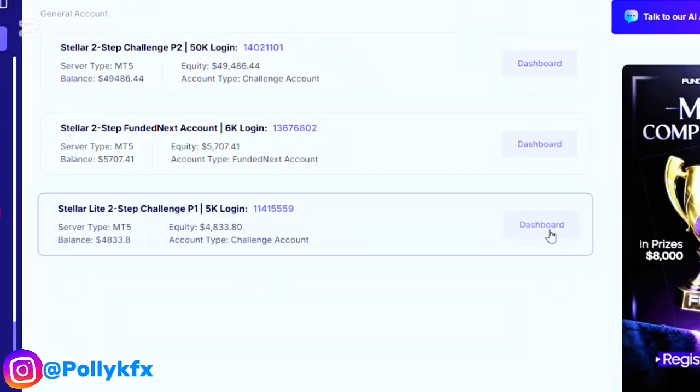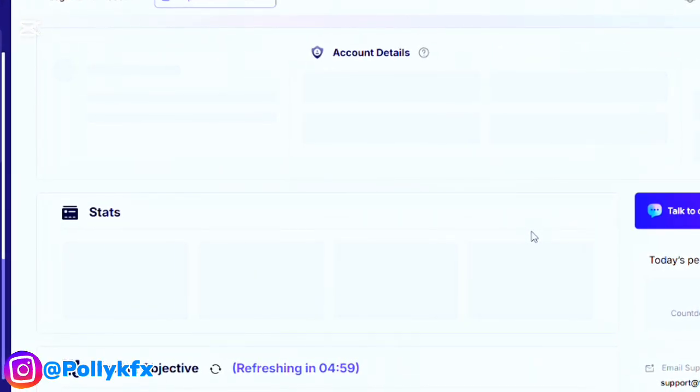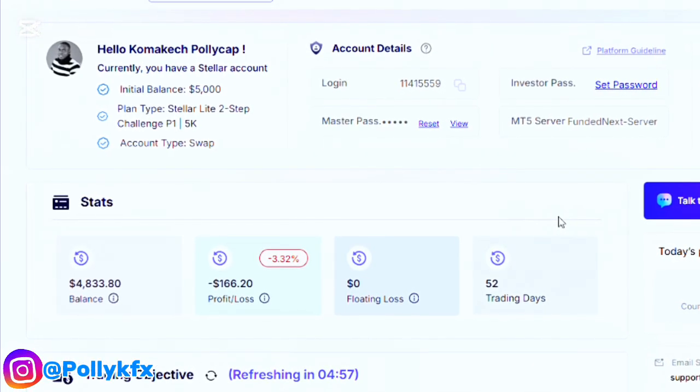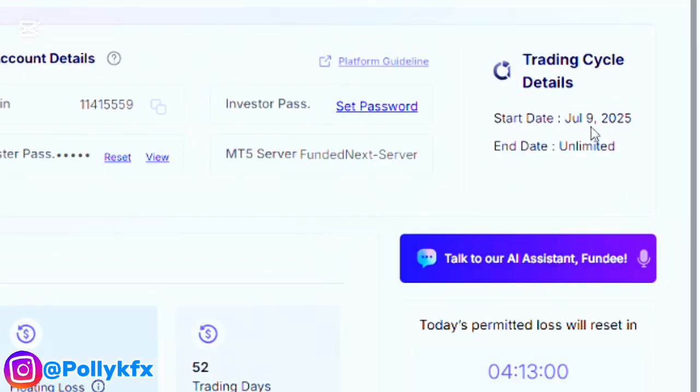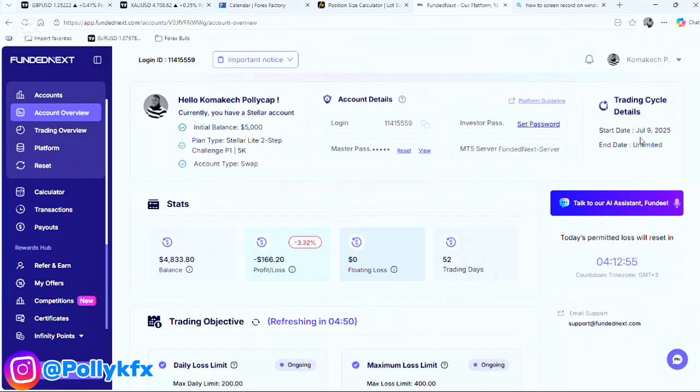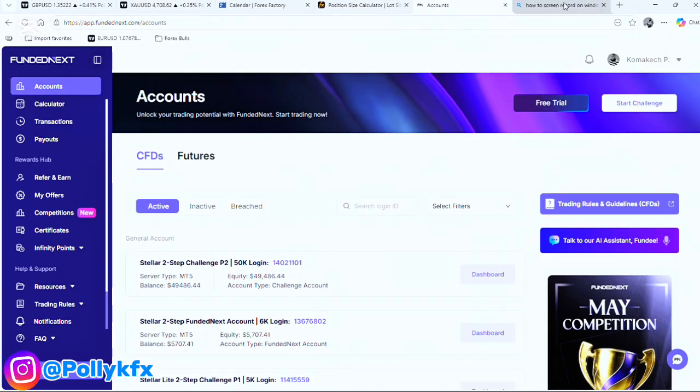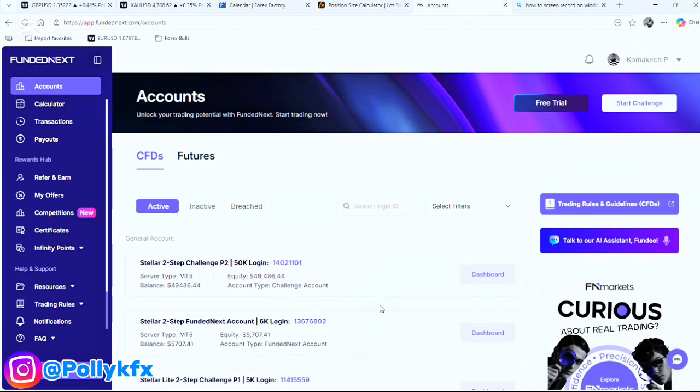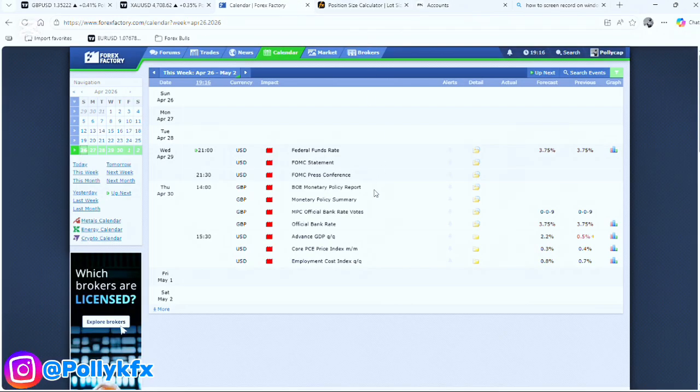This 5K, I've been trading this 5K for so long. I've been trading this 5K since July 9th, 2025. It's coming to now 1 year. But anyway, those are the three accounts I have with Fundednext, and the next account is with Funding Pips. So this video is already long. In my next video, I'm going to also show you guys the account that I have on Funding Pips, and that is it for this week.